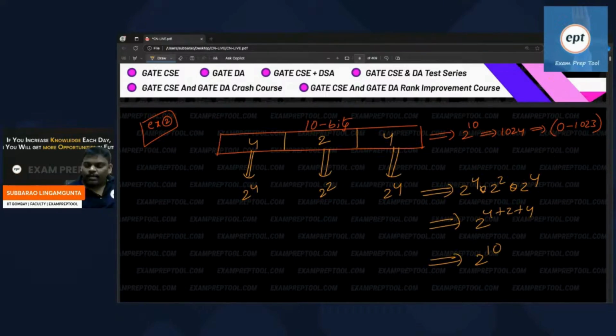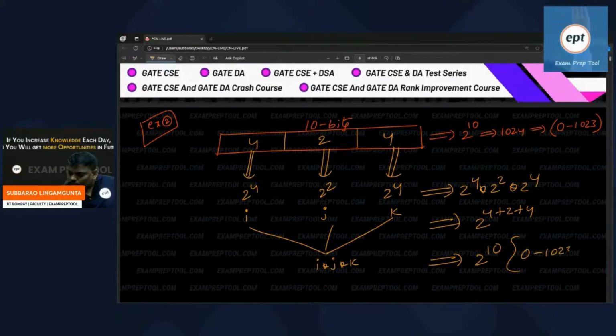One work will be done I ways, another work will be done J ways, another work will be done K ways. All three can be done at a time, so I into J into K. This is going to be 0 to 1023.